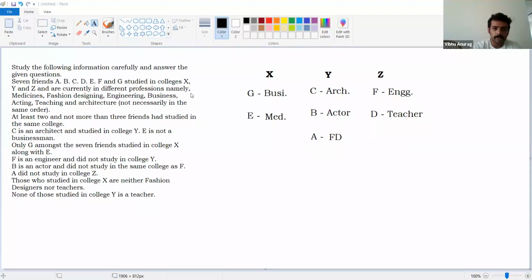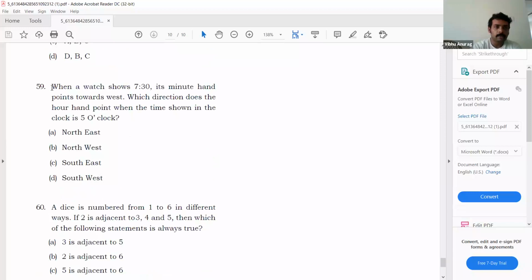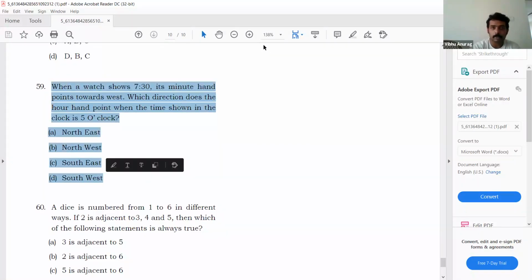Let's go back to the PDF. 59. When a watch shows 7:30, its minute hand points towards west. Which direction does the hour hand point when the time shown in the clock is 5 o'clock? So again, let's go to the drawing board.